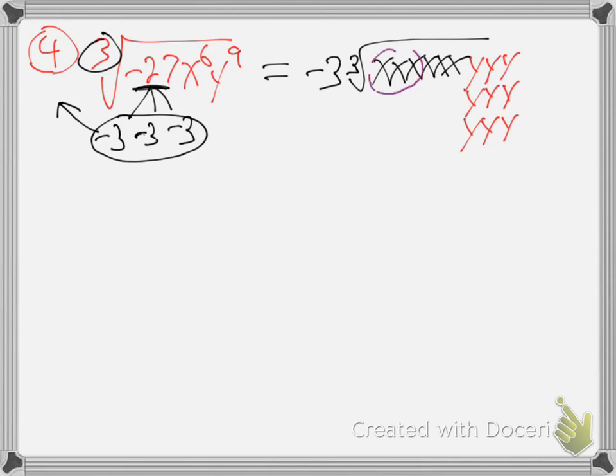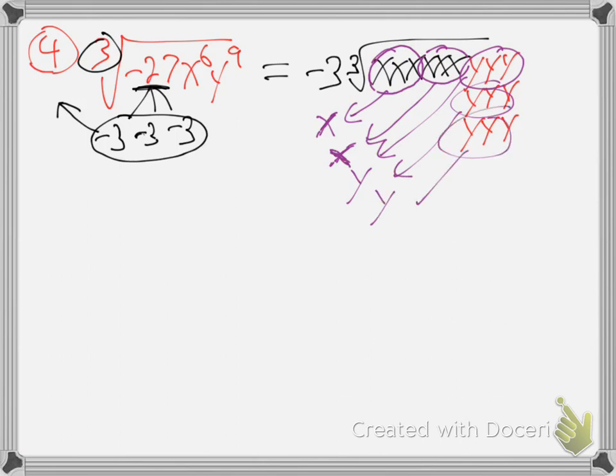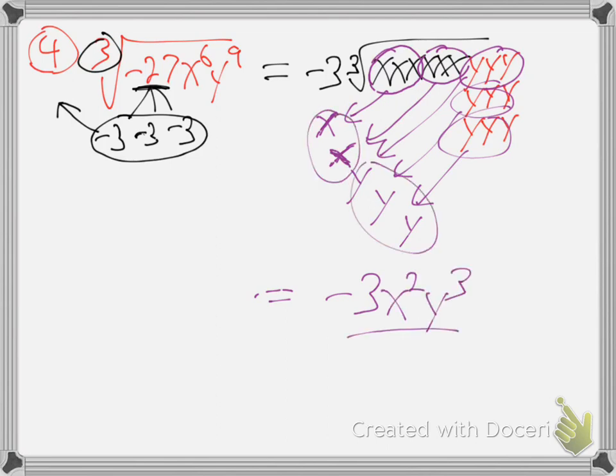So 3 X's in, sends 1 X out. 3 Y's in, sends 1 Y out. So what comes out? -3, 2 X's, that's X squared, 3 Y's, Y cubed. And that's it. There's no more root because everything left the root. There's nothing left inside the root.